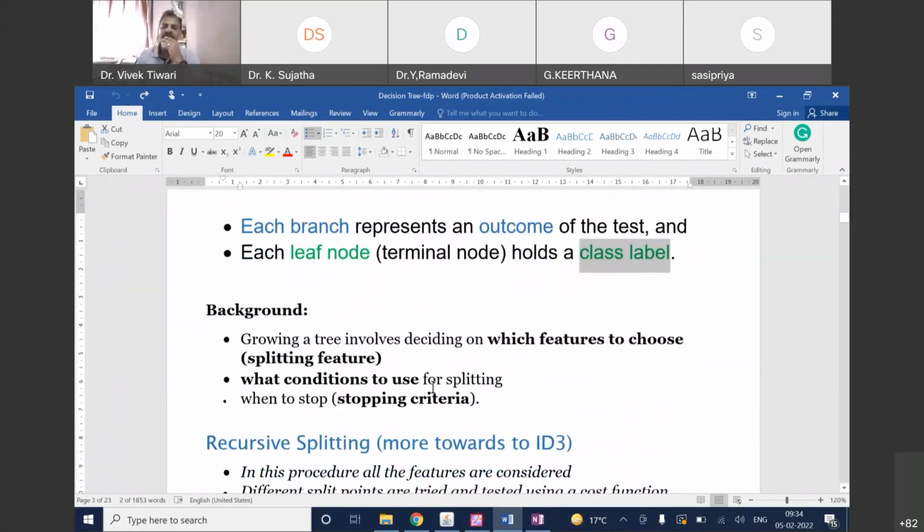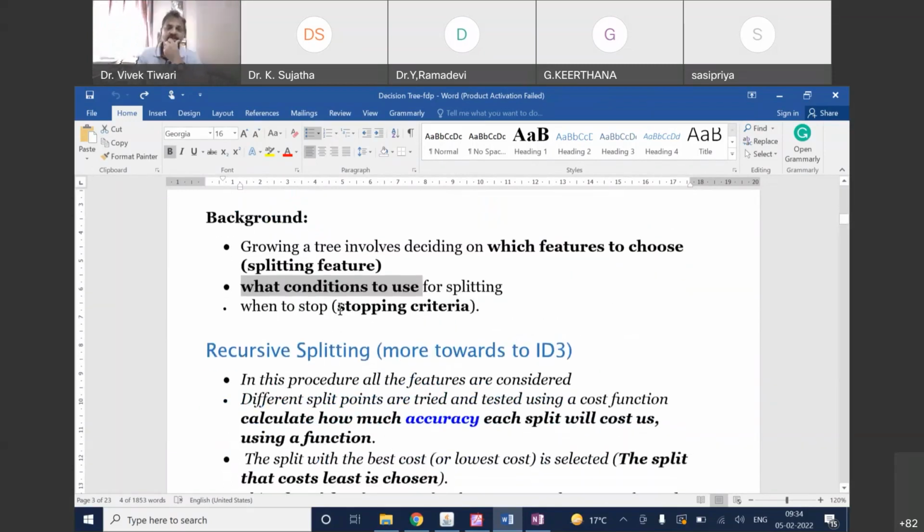So growing a tree involves deciding which parameter to choose. I'm talking about the splitting feature. Which feature will you use? Whether age, marital status, or gender, which feature will you use? So we have to select the node for the first split. The question was, what condition to use? What is the scientific condition? What is the mathematical formula that you are going to use to choose the feature for the first split? And this thing is also so important.